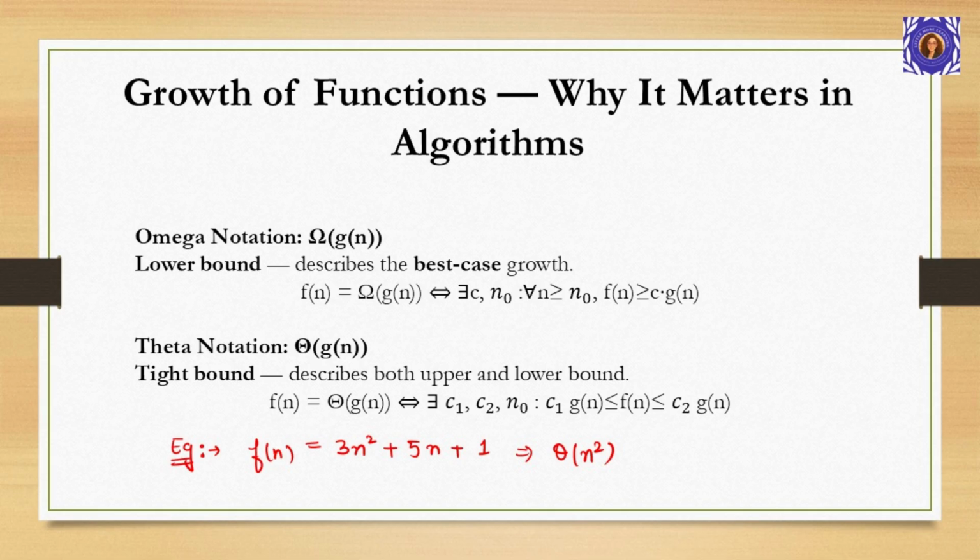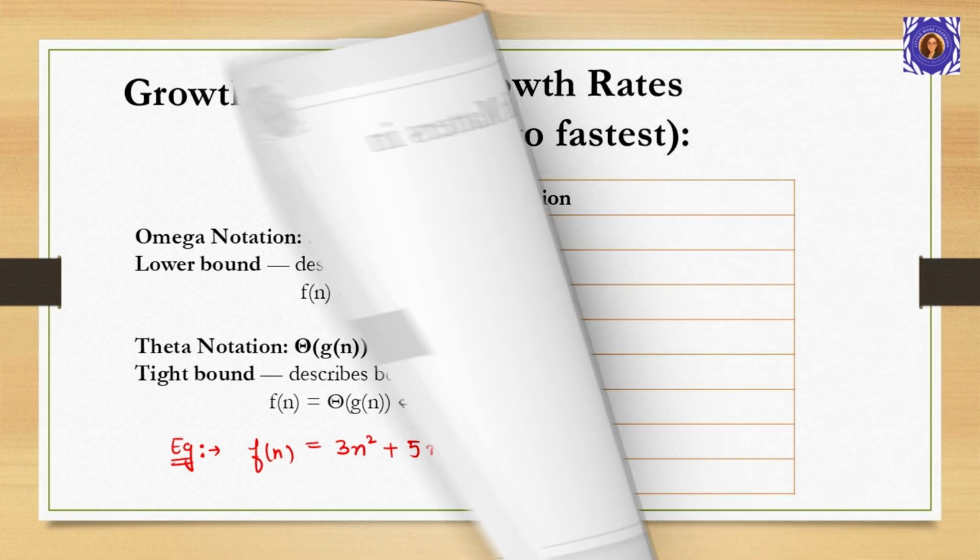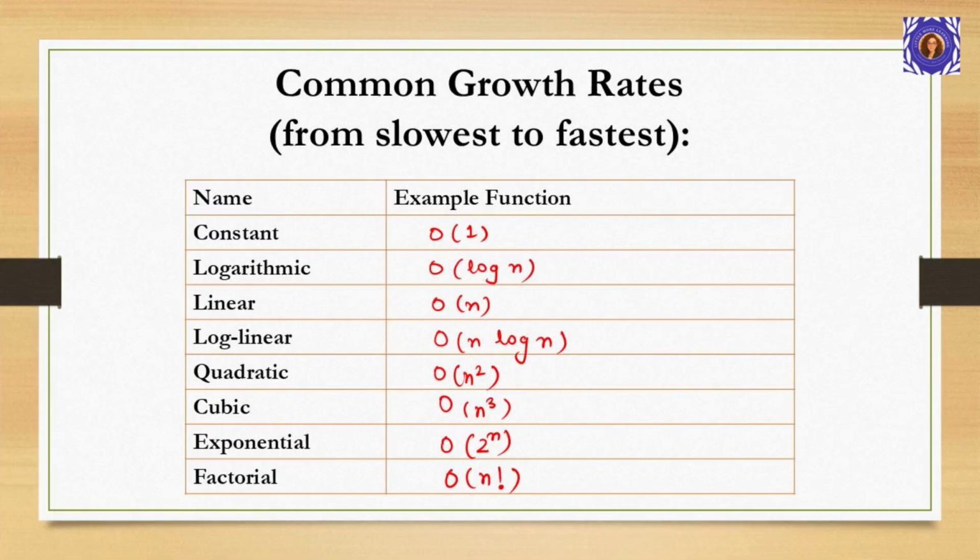For our example f(n) = 3n² + 2n + 7, we can say f(n) = Θ(n²) because it's both O(n²) and Ω(n²). Let me walk you through the common growth rates from slowest to fastest.